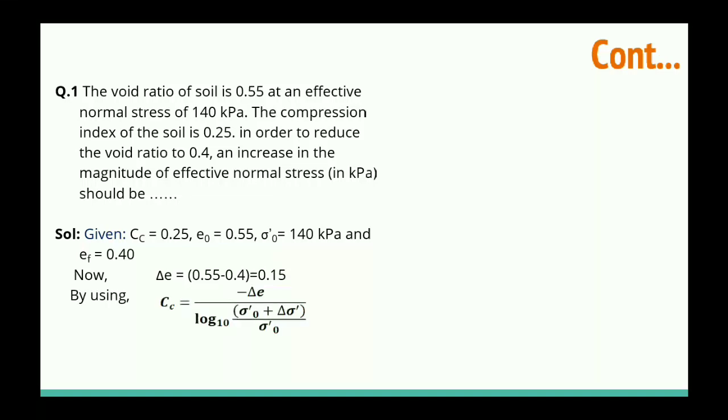Using the formula for Cc, the compression index, we have the Cc value, we have delta e, and we have sigma dash naught, so we can calculate the change in effective stress. We get this value, and that is 417.35 kilopascal.